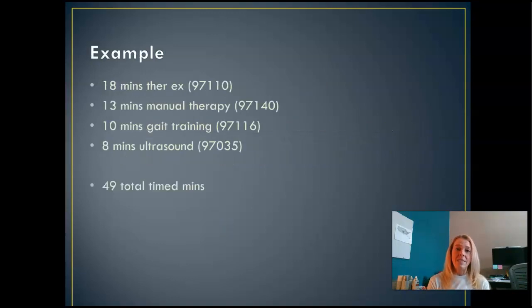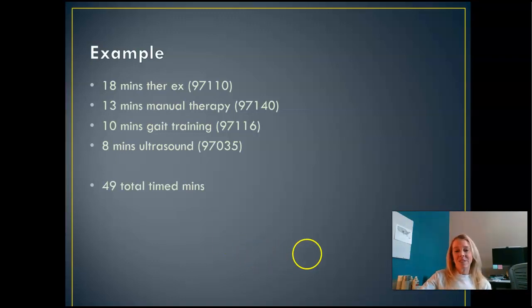Next, we have 18 minutes of Therax, 13 minutes of manual therapy, 10 minutes of gait training, and 8 minutes of ultrasound. Okay, so at least we've done everything for at least 8 minutes on this one, but we've done 4 different things. We have 49 total minutes that we can bill. 49 minutes is 3 units, so we can only bill for 3 things.